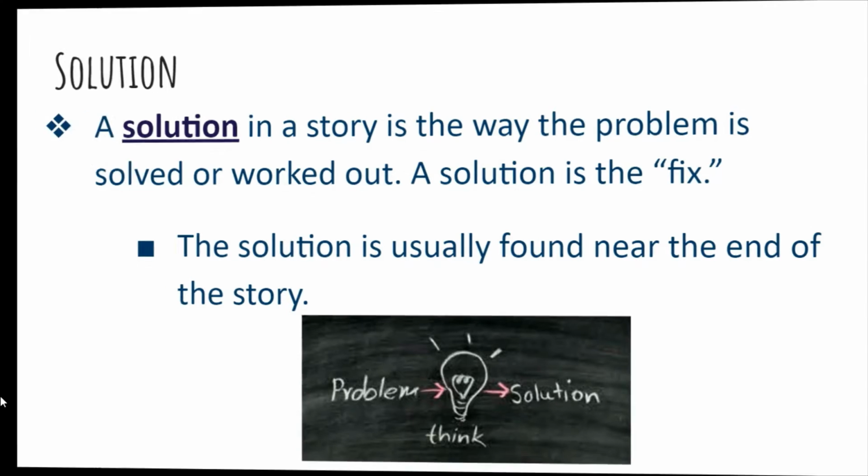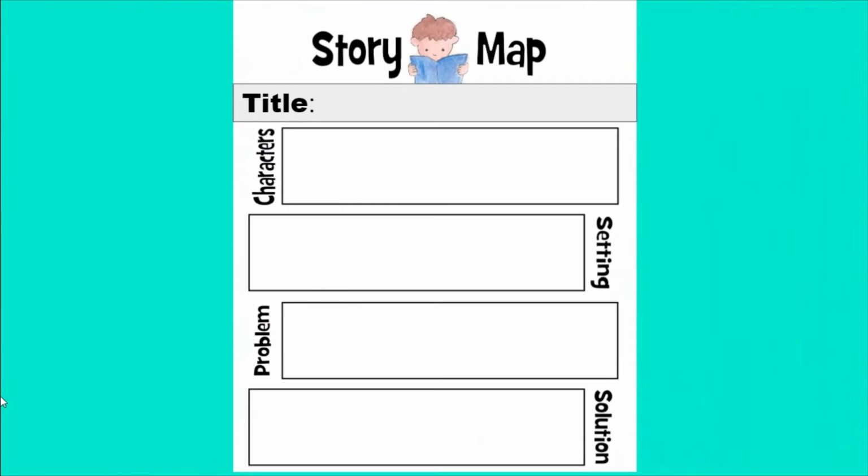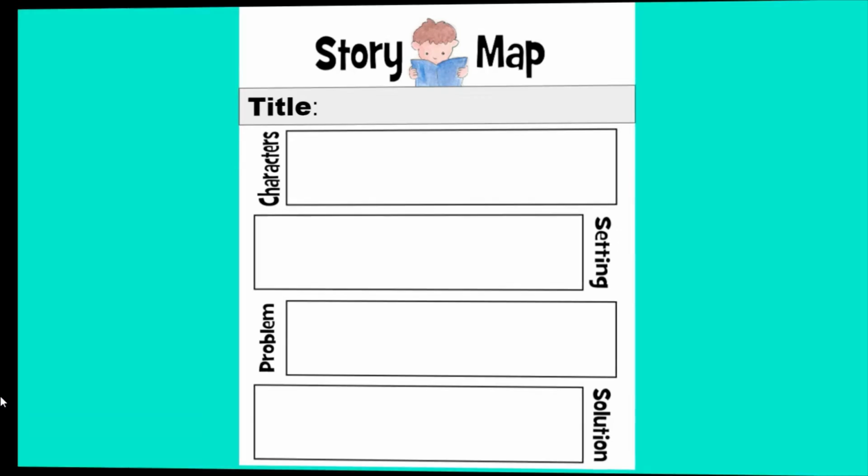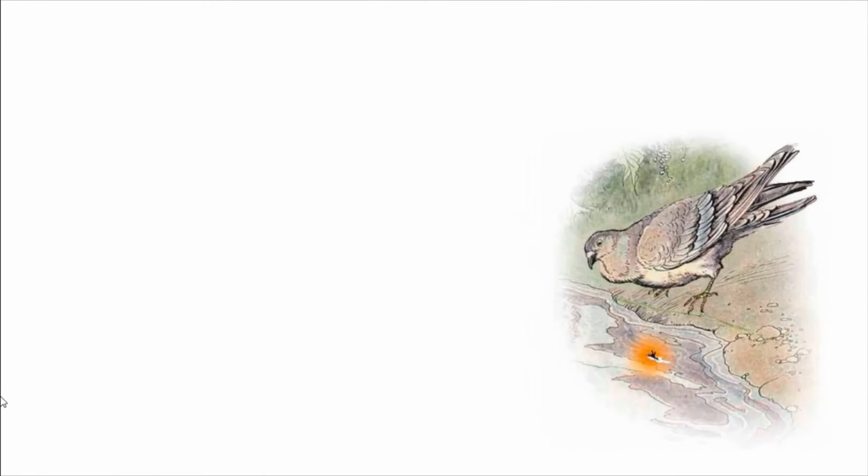Okay, friends. So let me go ahead and present you with our story map one more time. This is what you are going to be doing at the end of the class. You're going to be completing the story map. Remember our learning target: to identify the characters, the setting, the problem, and the solution in a story. So today's story is this.